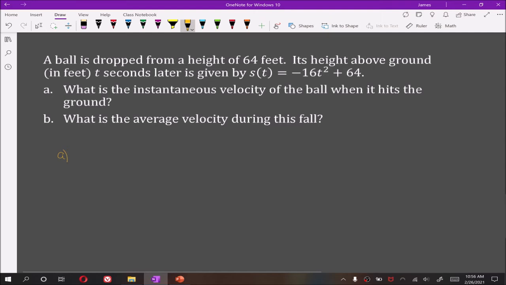For part A, since we're looking for instantaneous velocity, we want v of t, which is s prime of t. So this will be negative 32t, and then the derivative of 64 is 0. Now to determine when it hits the ground, we want to solve s of t equals 0.